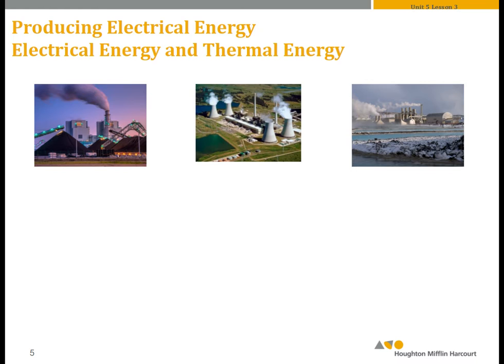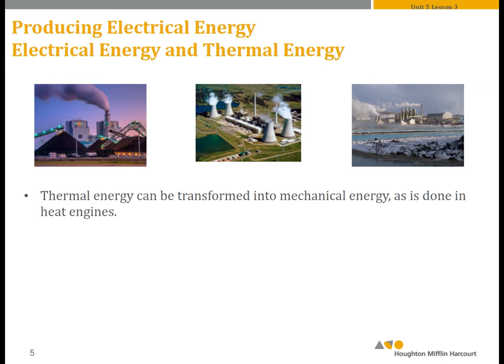On the left, we see a fossil fuel plant. This is a coal burning power plant. In the middle, we see a nuclear power plant. And on the right, we see a geothermal power plant. Each of these have advantages and disadvantages, just like different kinds of naturally occurring mechanical energy have advantages and disadvantages.